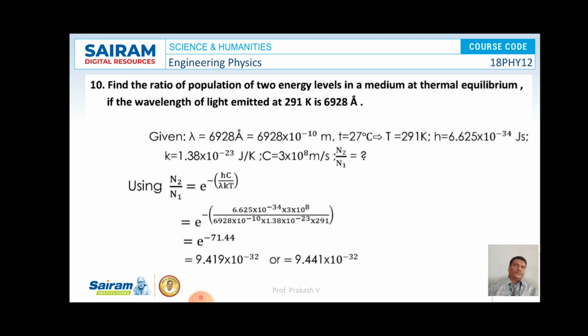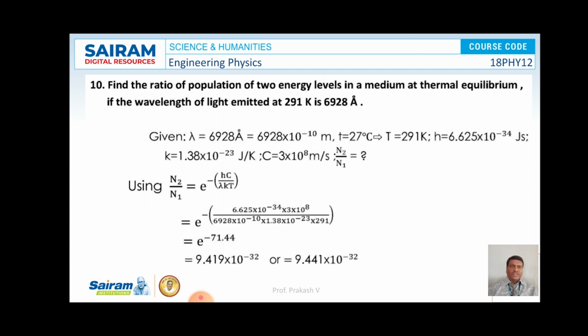And h is 6.625 into 10 to the power minus 34 joule second. And Boltzmann constant is 1.38 into 10 to the power minus 23 joules per Kelvin. And c is equal to 3 into 10 to the power 8 meter per second. So what is the value of N2 by N1? We know that N2 by N1 is equal to e to the power minus hc by lambda kT. So substitute the values of h, c, lambda, k and T here.